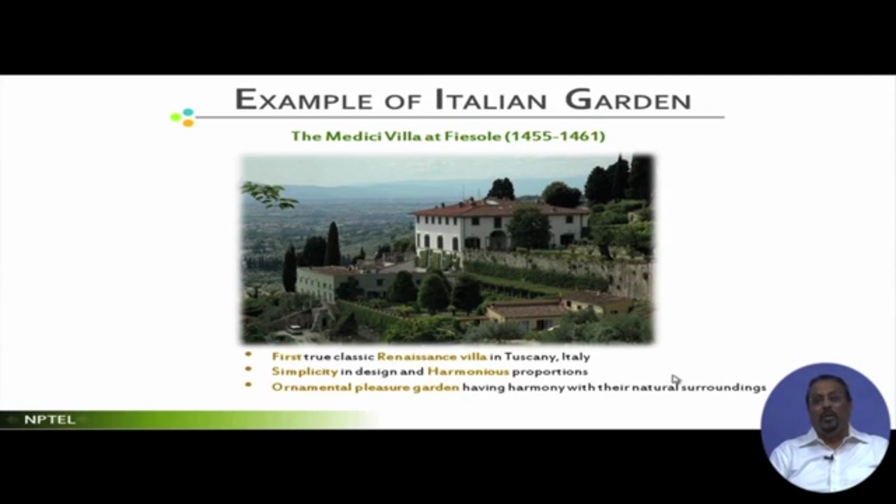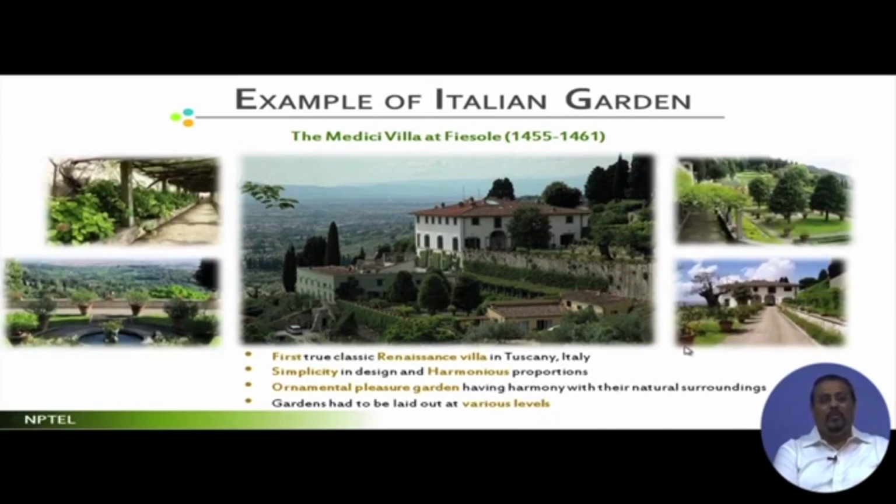There are ornamental pleasure gardens. Now, at different places they have placed them, and the gardens had to be laid out at various levels because it was at the hill edge. This gave rise to one typical style. In this, they had the pergolas which came in. Here, if you look at it, they are natural pergolas. But later on we have found that this pergola has become one of the strong structural elements in our current, or say contemporary, landscapes.